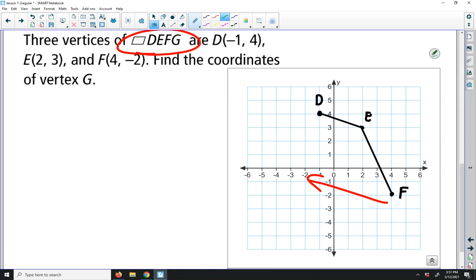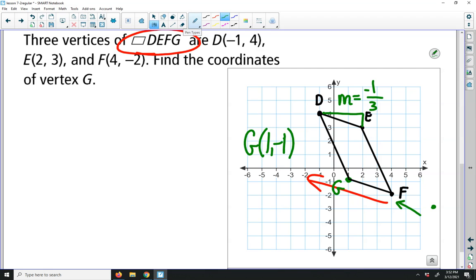So what we need to do is we either need to find DE slope or EF slope. So I'm going to go ahead and find DE slope. Rise over run would be -1/3. So that means from starting at F, if I go down 1, right 3, I end up off my graph. So I need to go up 1 and left 3, the exact opposite direction. That is going to be my coordinate for G. And then I'm going to go ahead and make the last connections and name the point G. So G should be the coordinate 1, -1.